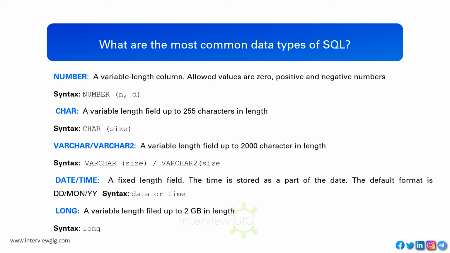What are the most common data types of SQL? Number, a variable length column. Allowed values are 0, positive and negative numbers. Syntax: number. Char, a variable length field up to 255 characters in length. Syntax: char.